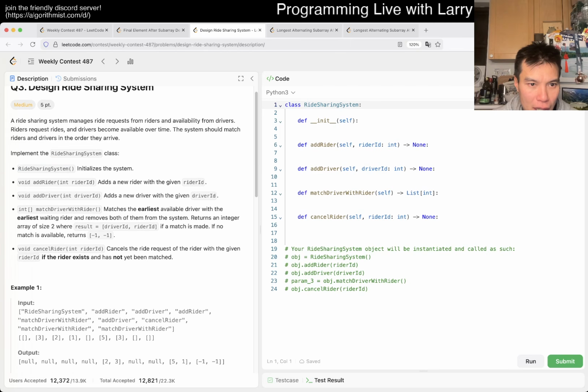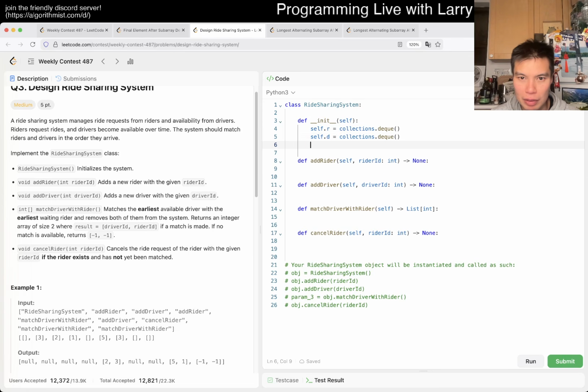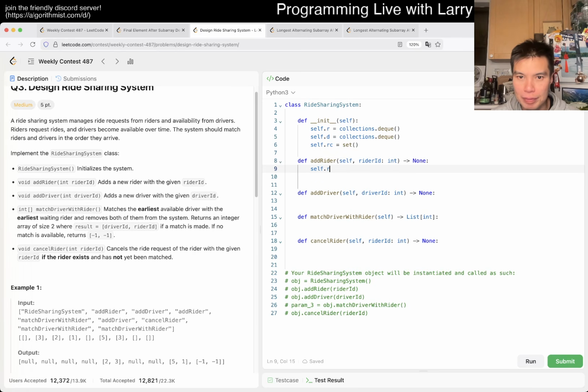Initialize the system. Fine. Add writer. Add driver. Match driver. Earliest available driver with the earliest wait time. Yeah, I mean, so the trick is that there's a cancel writer, right? So maybe RQ, driver Q, and then writer cancel, right? And an ID, right?